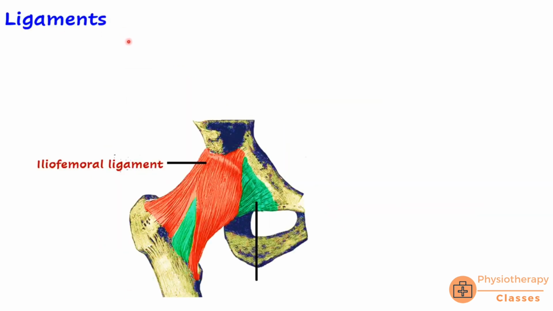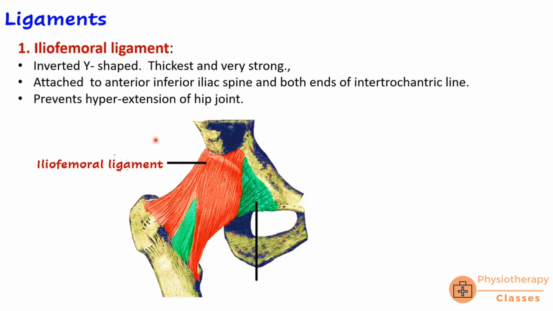Coming to ligaments, we have 3 very strong ligaments which will be supporting the capsule from the outside and 2 more ligaments. So in total there are 5 ligaments. Let us look at the first ligament, that is iliofemoral ligament, which we can see here red in color. The shape of this is inverted Y shape. This is one of the strongest ligaments of our body, and it is the thickest of the 3 ligaments which support the fibrous capsule from outside.